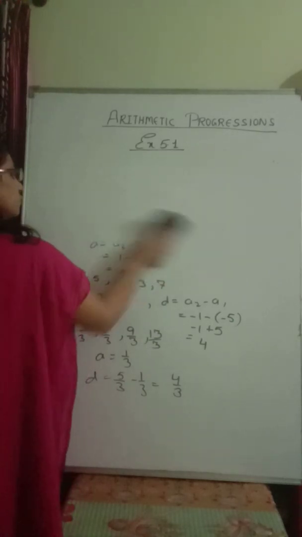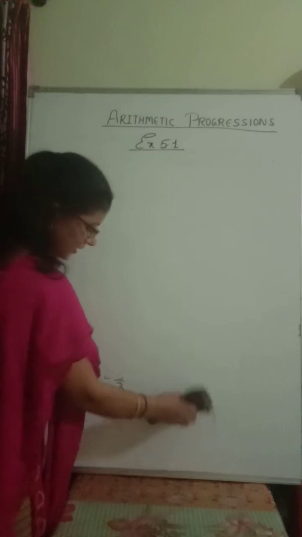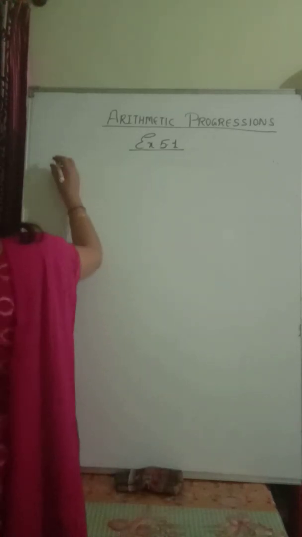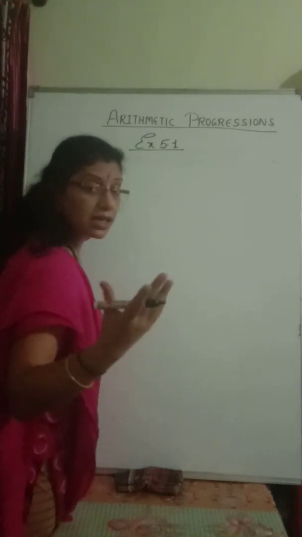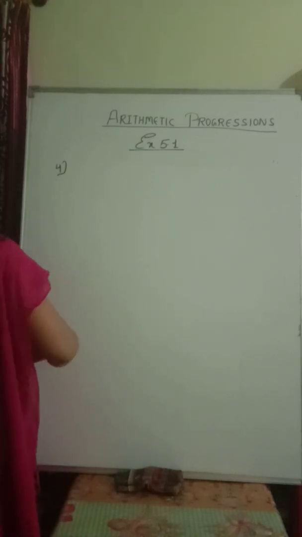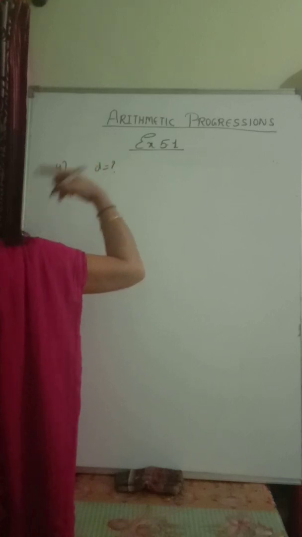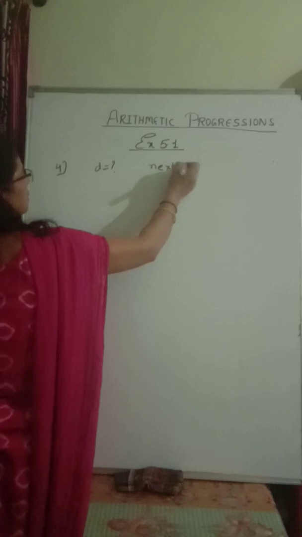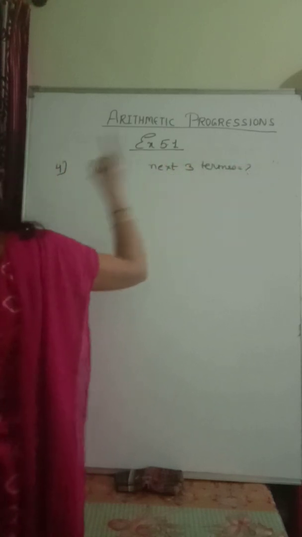Quickly move to the fourth question. It is an easy exercise. See how fast you are doing? Once you start, it will become very easy for you also. Question 4: which of the following are in AP? If they form an AP, find the common difference and write 3 more terms. We have to write the next 3 terms, if they are in AP.